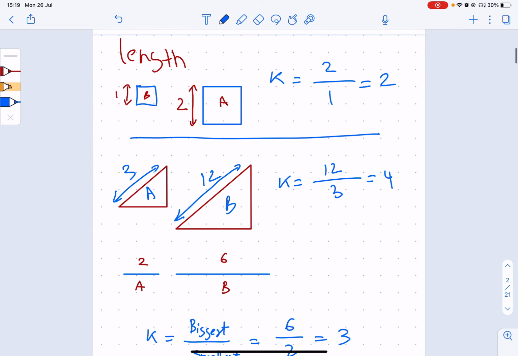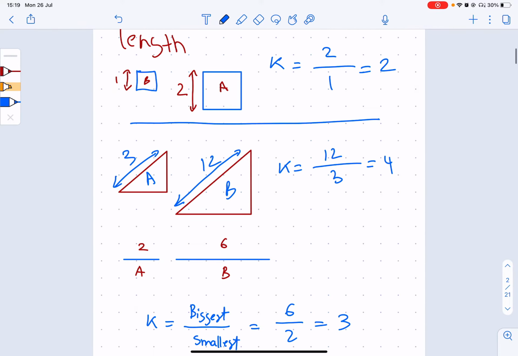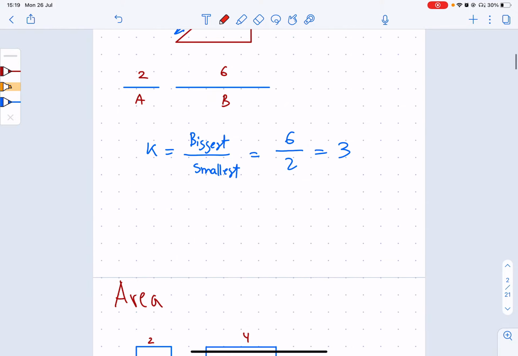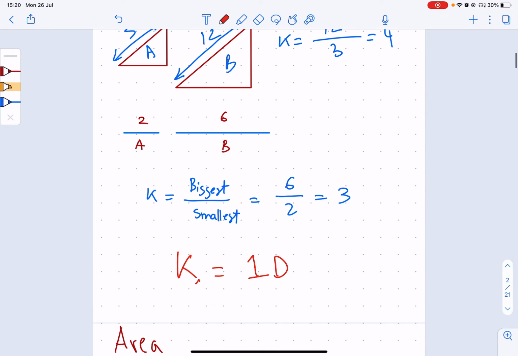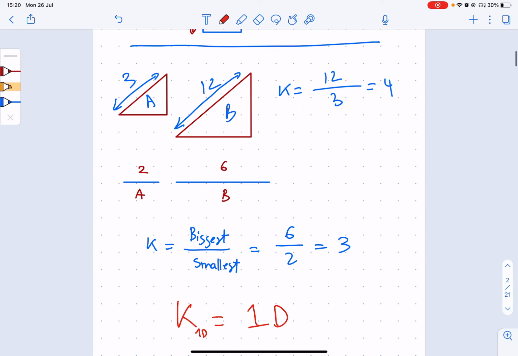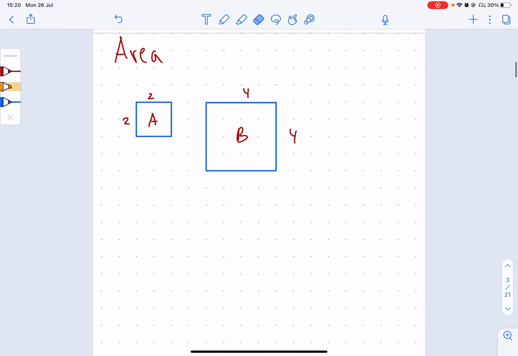So again, all of these examples I've covered use the length of an object or a shape to determine the scale factor. Therefore, the scale factor that we are calculating here represents a one-dimensional object or measurement. So just have that in mind, okay? That scale factor, I'm going to add a little 1D here, just for you to understand, represents a 1D scale factor. Okay, so what about if we have area?